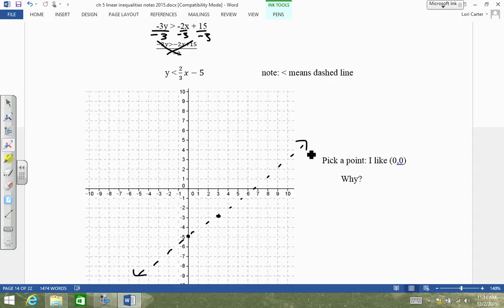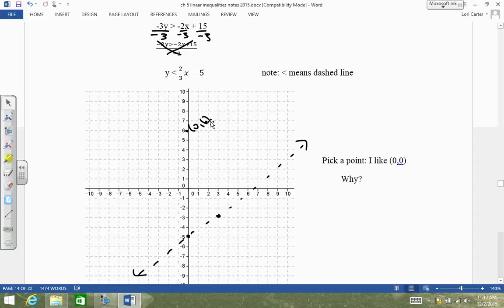Alright, let's do something up here or something down here. Pick something way away. 0, 6. You want this one? Yeah. Okay. Everybody okay with that one? Yep. All right, so we're going to try 0, 6.